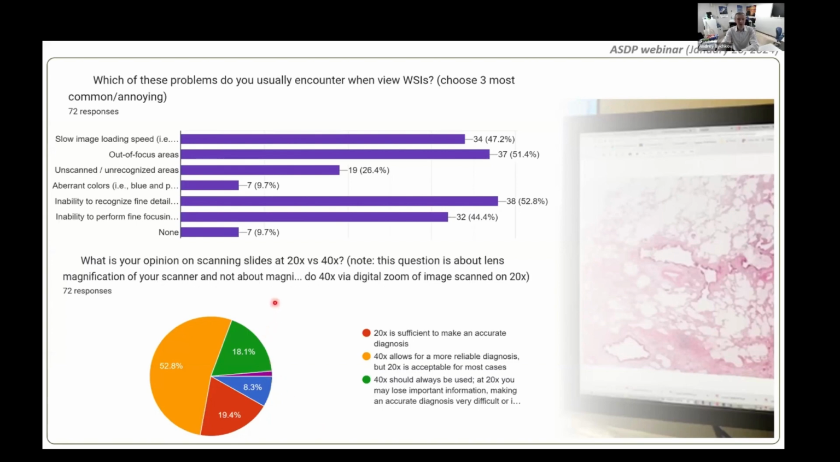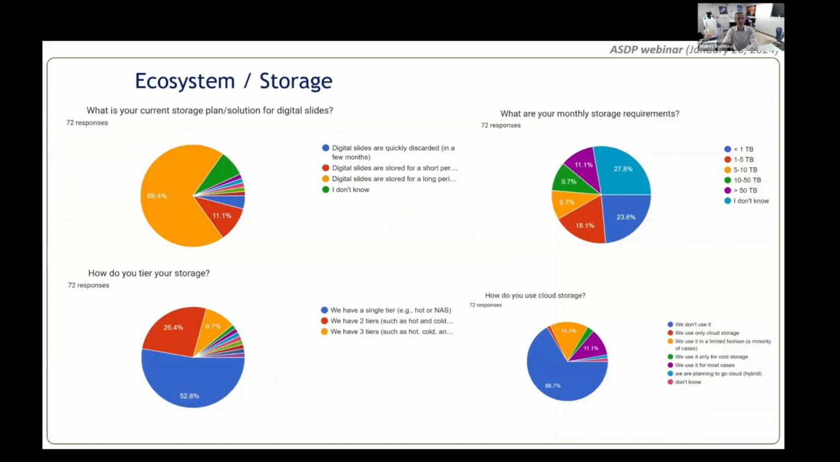One interesting question which we made: how do you feel about 20x versus 40x scanned whole slide images? And most indicated that 20x is acceptable or sufficient for making diagnosis. And a minority voted that 40x should be mandatory use.